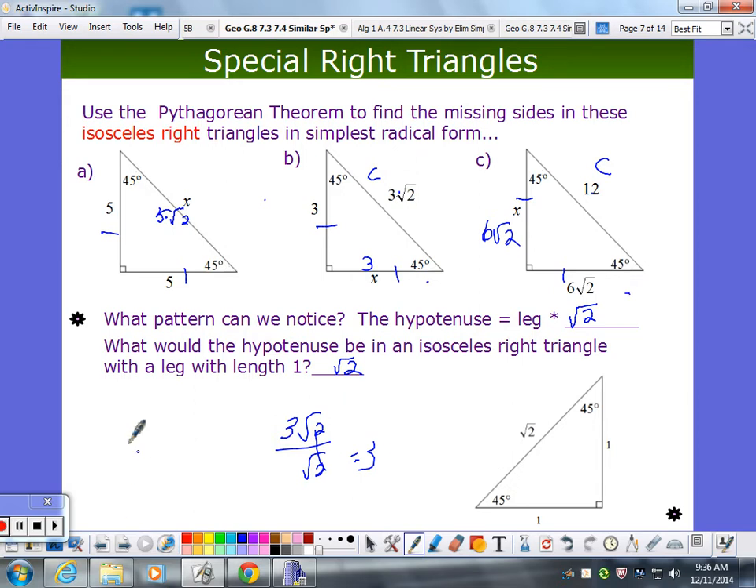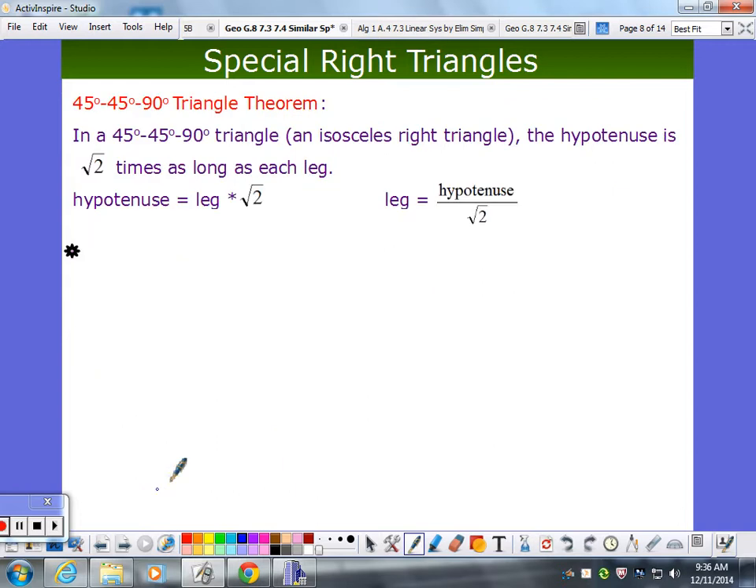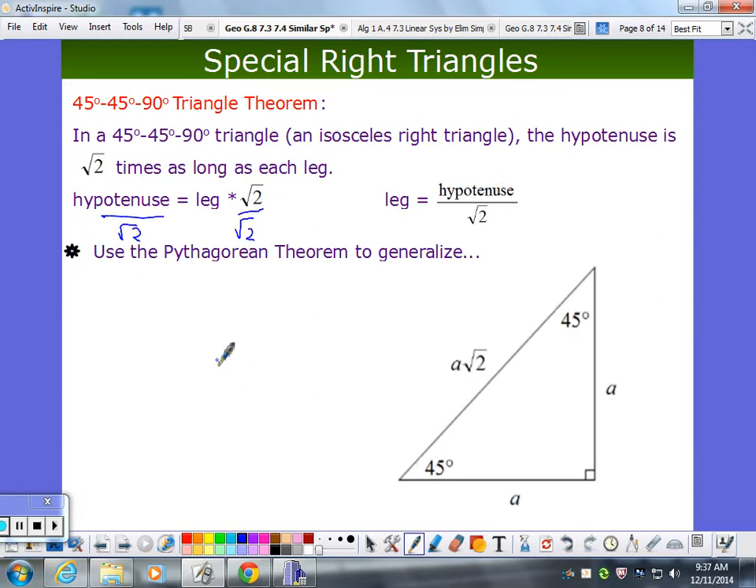And that is the 45, 45, 90 special triangle. So here's the theorem. In a 45, 45, 90 triangle, an isosceles right triangle, the hypotenuse is square root 2 times as long as each leg. Hypotenuse is a leg times the square root of 2. Now, if you want to solve for the leg, divide both sides by the square root of 2, and that's where this came from. Leg is hypotenuse over square root of 2. So this is the picture that is on there.